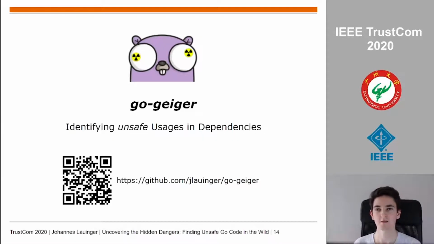Now let's continue with part 2 about our novel static analysis tool go-geiger. It's used to identify unsafe usages in a project as well as in its dependencies. It's available on GitHub at the link shown here.